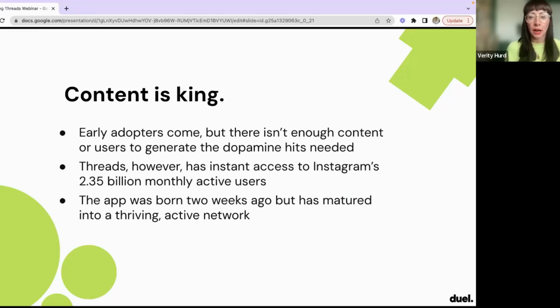If we all remember Clubhouse, it had a similar effect. What happens is that early adopters come, but there isn't enough content or users to generate that kind of dopamine hit that we want from a social media platform.